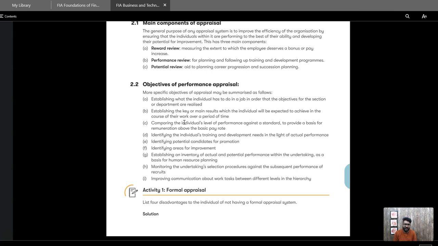Identify areas of improvement, establishing an inventory of actual and potential performance, monitoring the undertaking selection procedures, improving communication about work tasks between different levels in the hierarchy. So there are different objectives for a performance appraisal, from identifying individuals' training and development needs to identifying potential candidates for promotion, identifying areas for improvement, etc. So these all are the objectives that a performance team has to come up with.